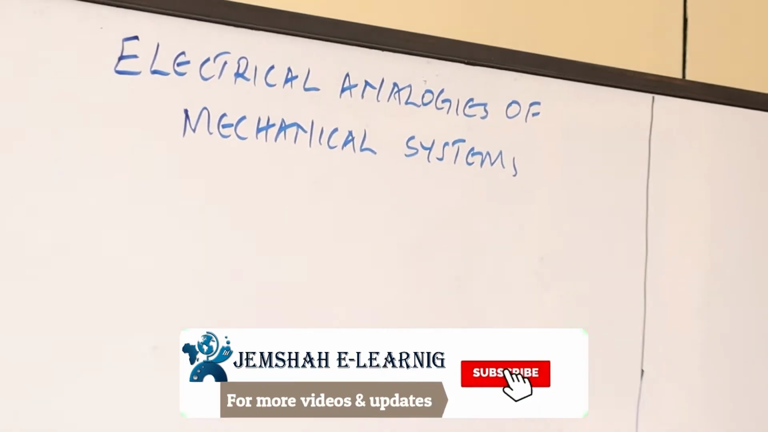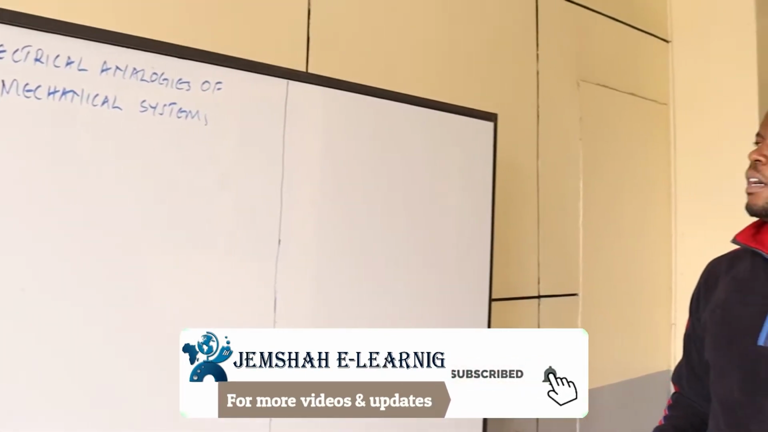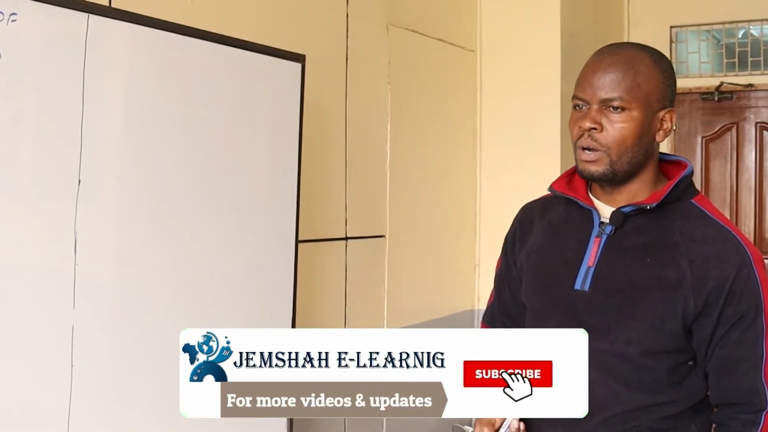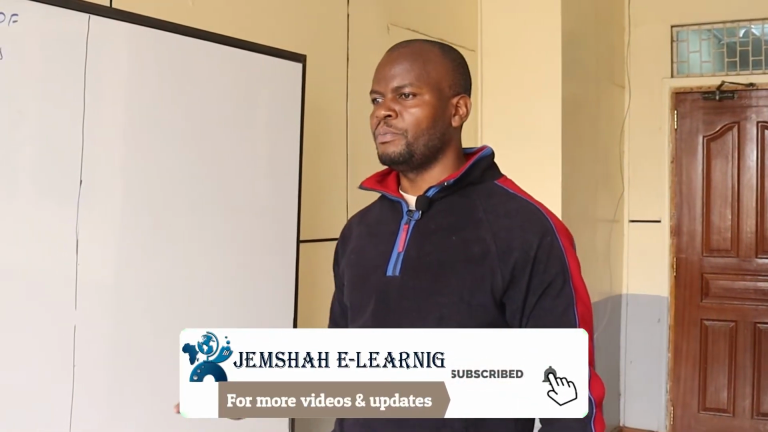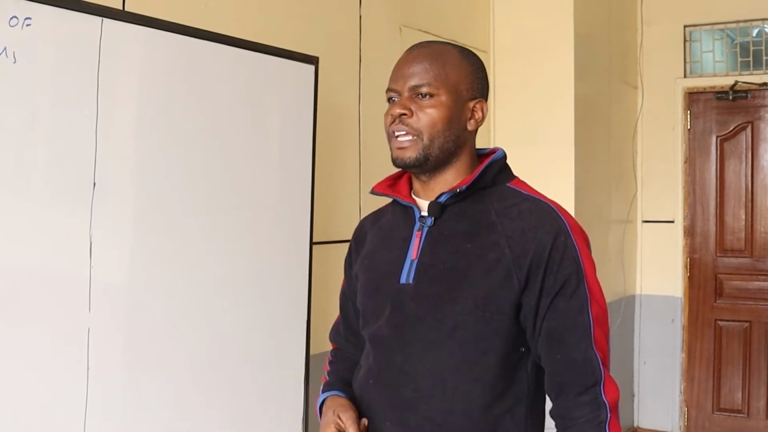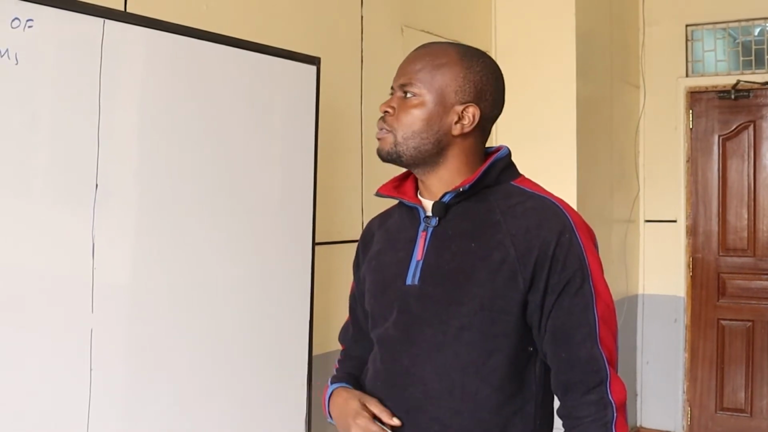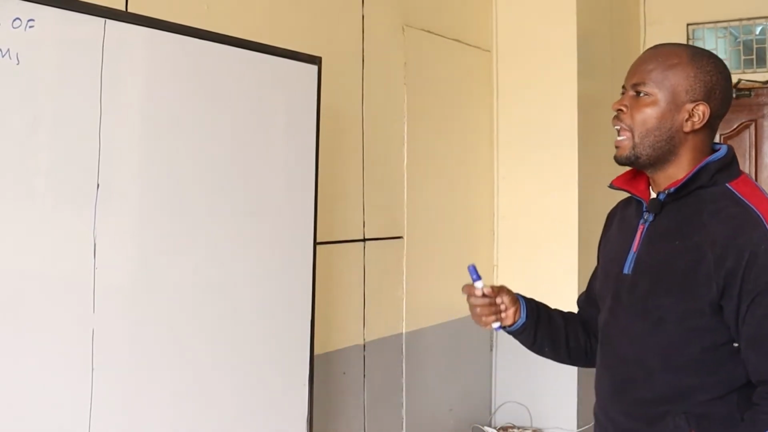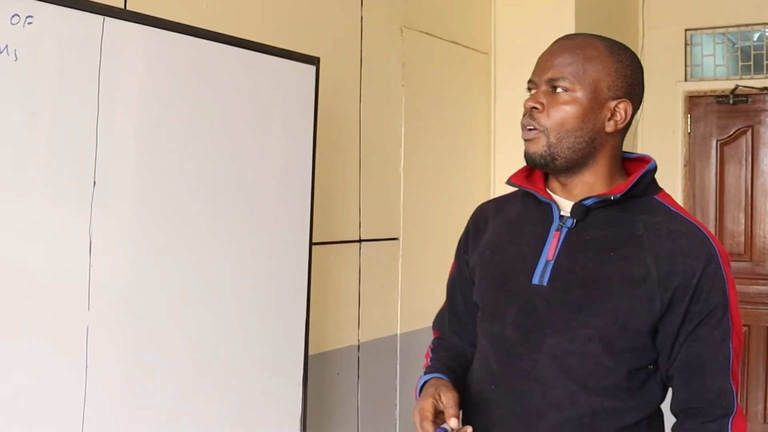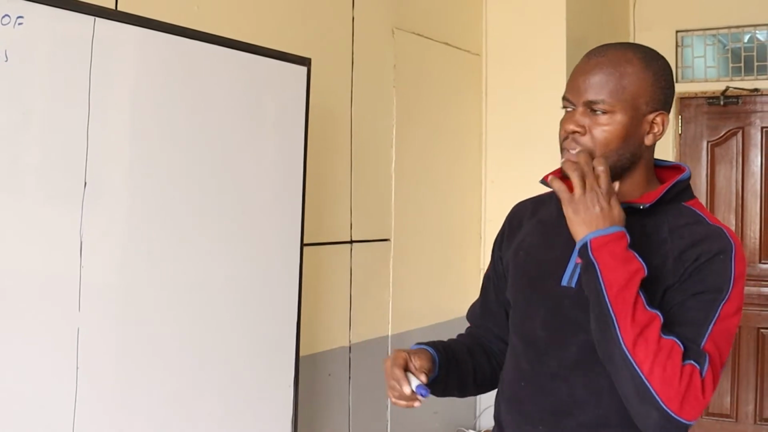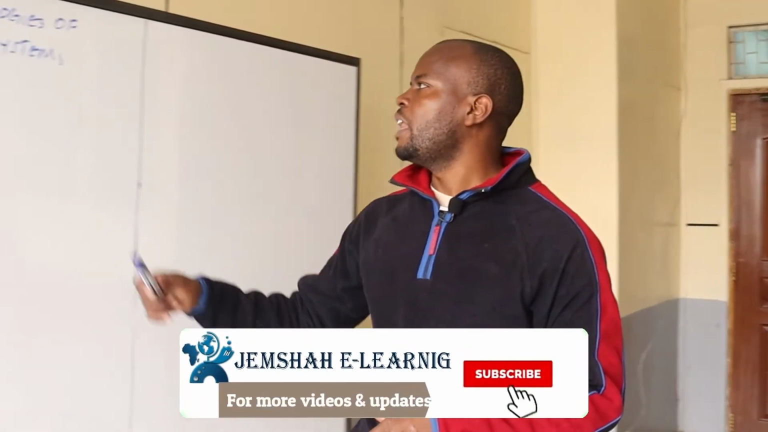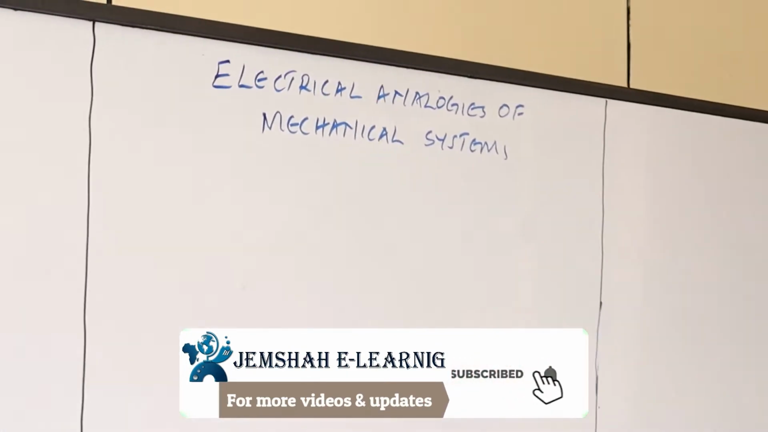So now that we understand, we've done the transfer function of mechanical systems, the transfer function of electrical systems, and also the transfer function of mechanical systems. Now we are going to look at the analogies between electrical and mechanical systems. And that is what we refer to as the electrical analogies of mechanical systems.